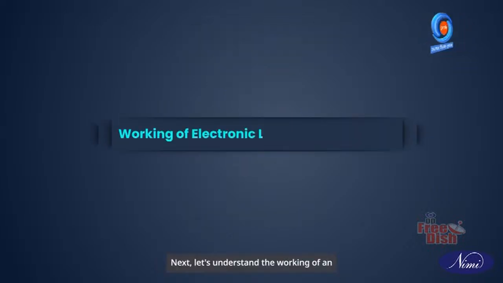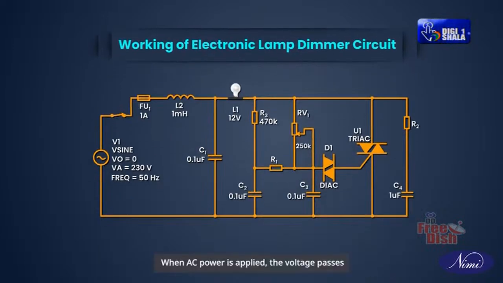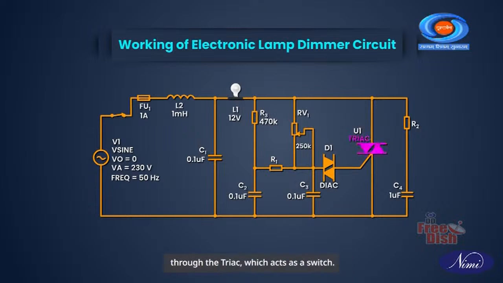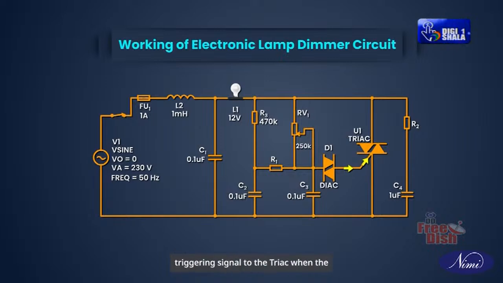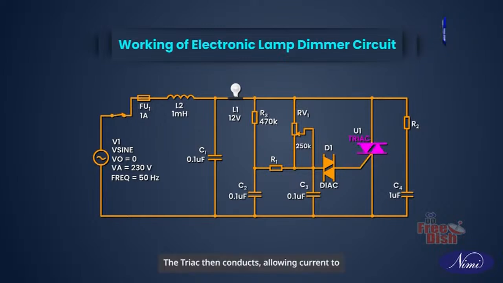Next, let's understand the working of an electric lamp dimmer circuit. When AC power is applied, the voltage passes through the triac, which acts as a switch. The diac connected in series with a resistor and capacitor provides the triggering signal to the triac when the voltage across it reaches a certain threshold. The triac then conducts, allowing current to flow through the lamp.